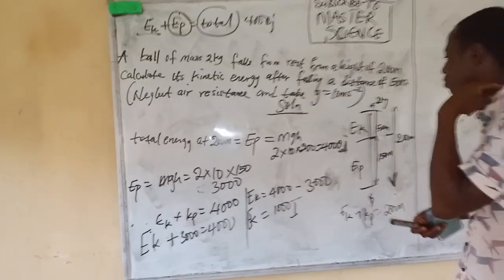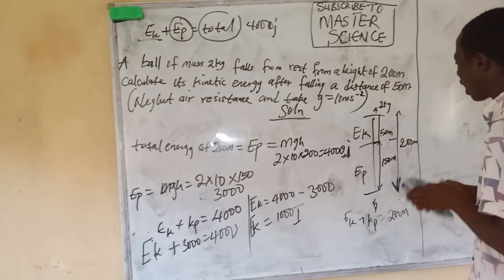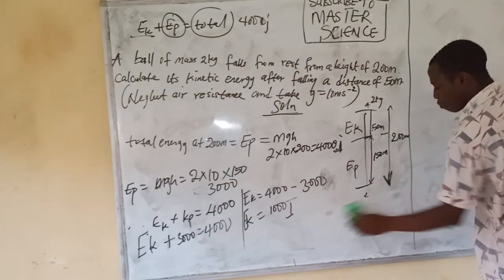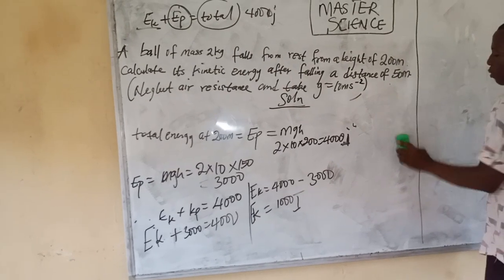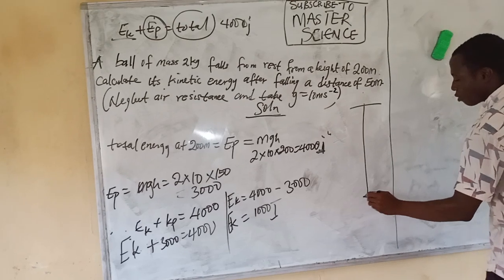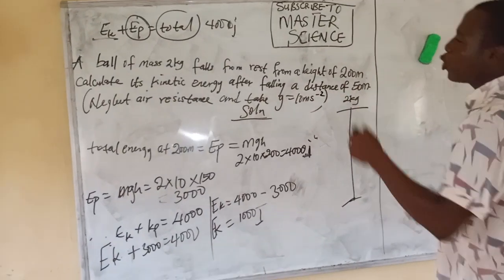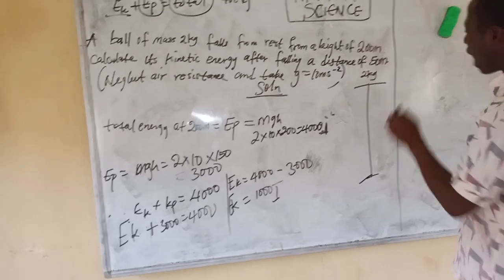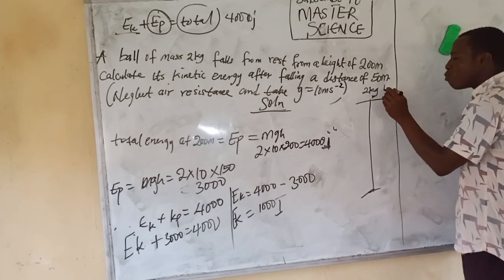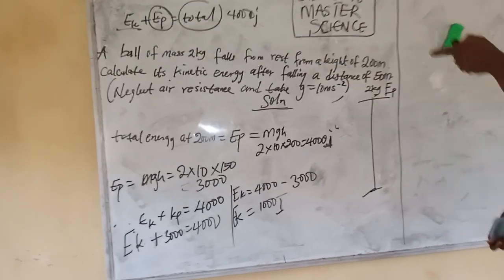Let me just explain this. Don't be confused. Let me use a diagram to illustrate it perfectly again, because it's a critical question. Let's assume this is the body. The body is 2 kg here. The body falls from rest, which means automatically the body was at rest. That means there is a potential energy here. At 2 kg there is a potential energy.